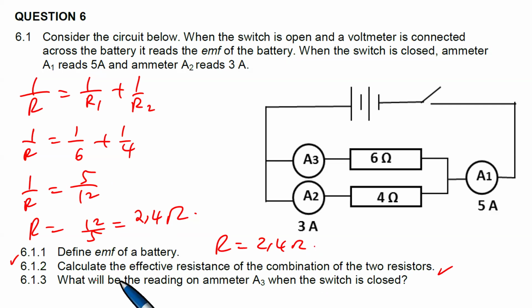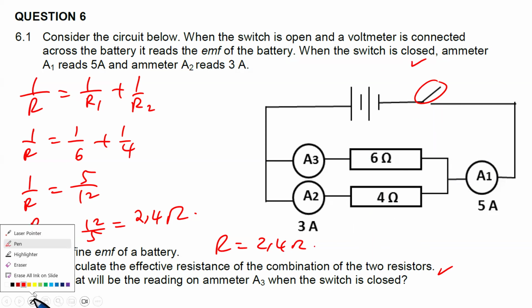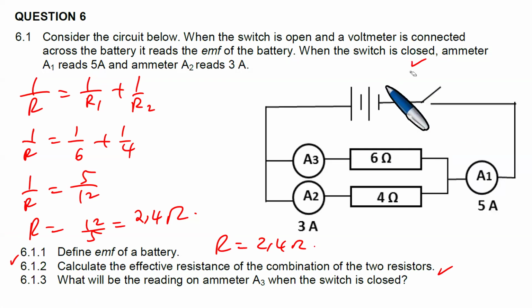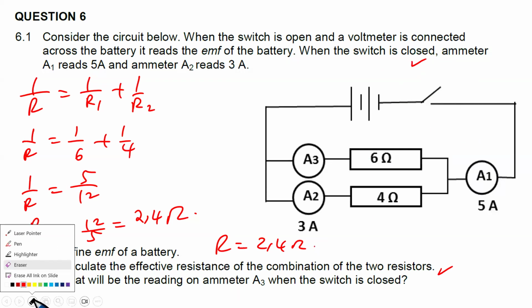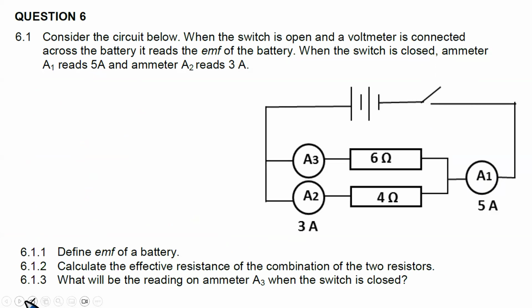So we have to calculate the effective resistance of the combination of the two resistors, and it is actually 2.4 ohms. These obviously are in parallel with each other. And remember that this is when the switch is closed. If the switch is open, we assume there's no current passing through, because electrons don't jump through an open switch. But once the switch is closed, then we shall have electric current flowing through.